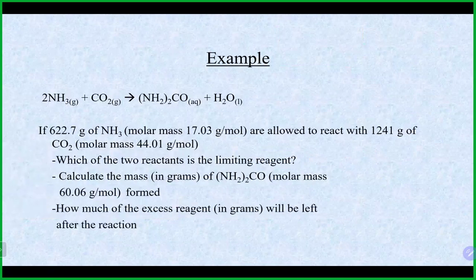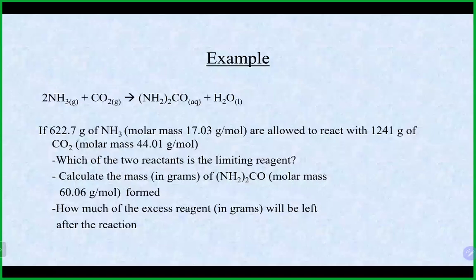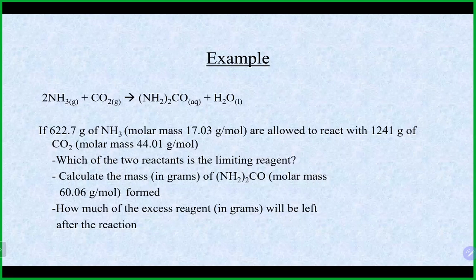All right, so starting with this equation, if you started with 622.7 grams of NH3, the molar mass of NH3 is 17.03 grams per mole from the periodic table, and you let it react with 1241 grams of CO2, molar mass 44.01. How many grams of your product would you make there? And how much of the excess reagent will be left over? So take some time there and see what you come up with.